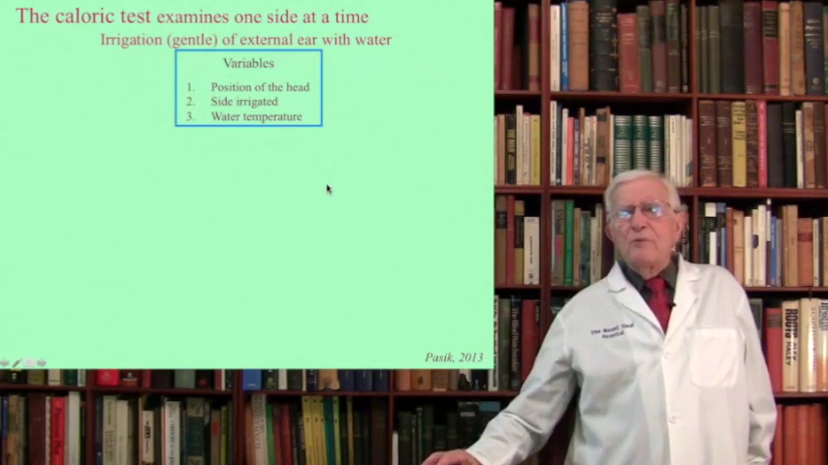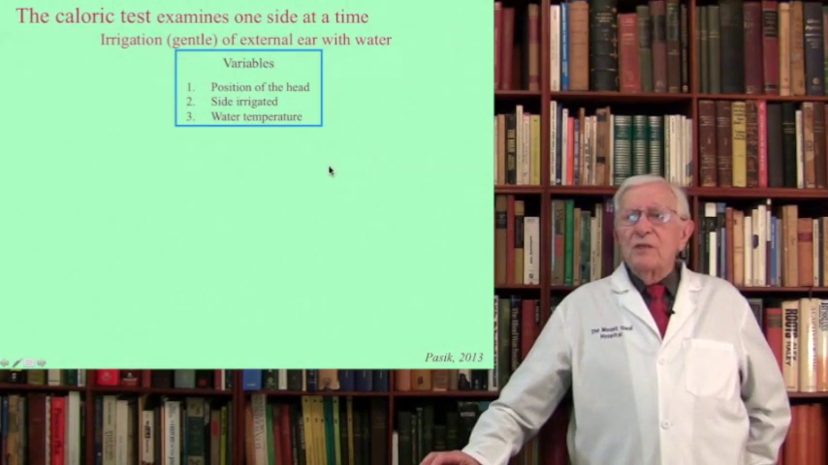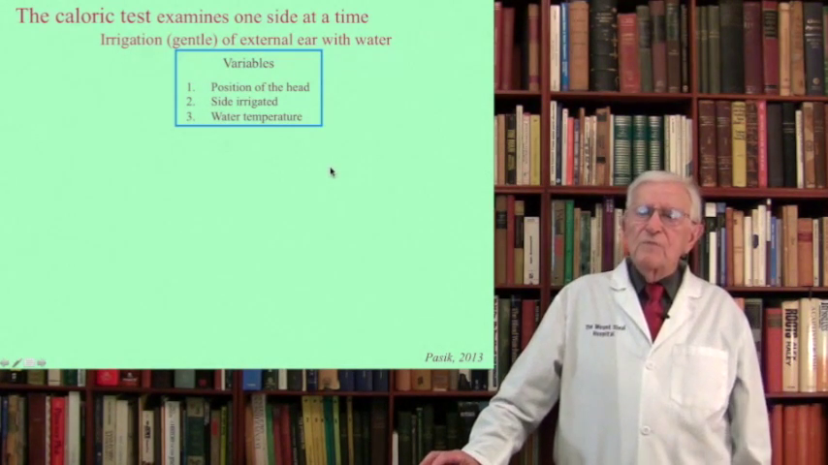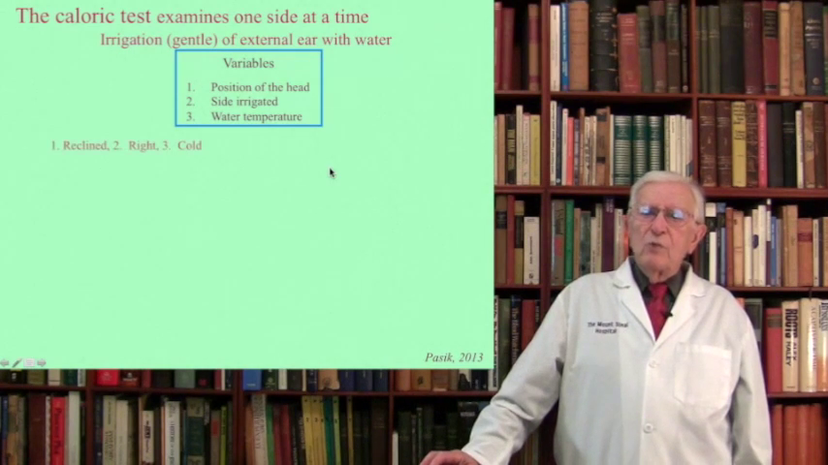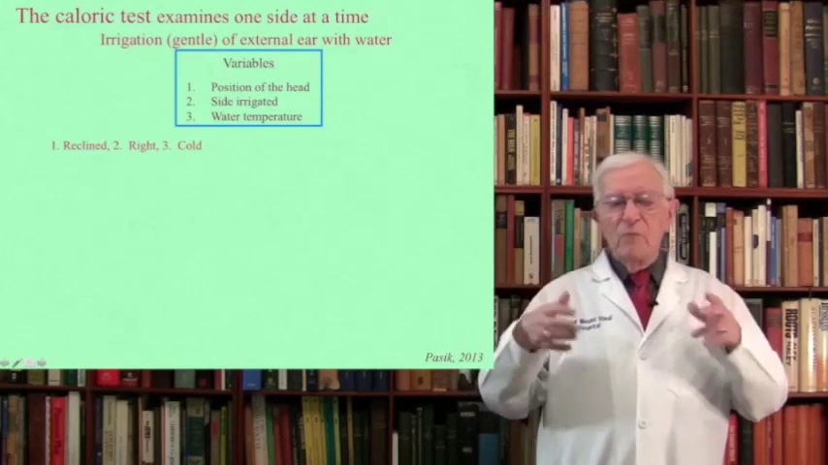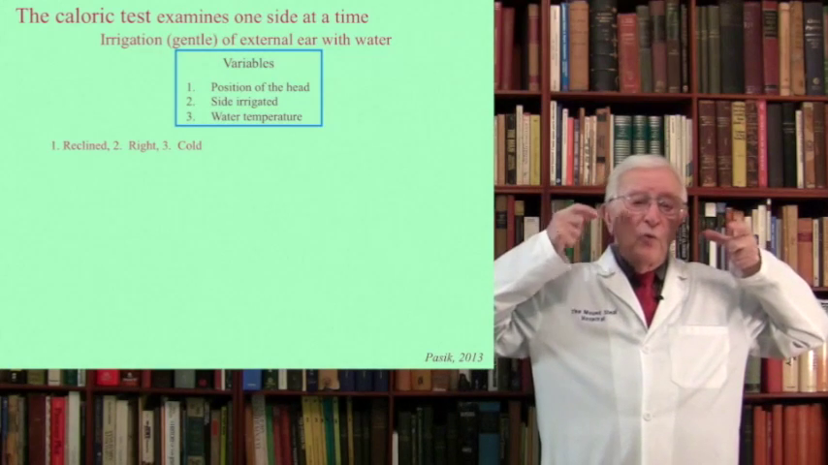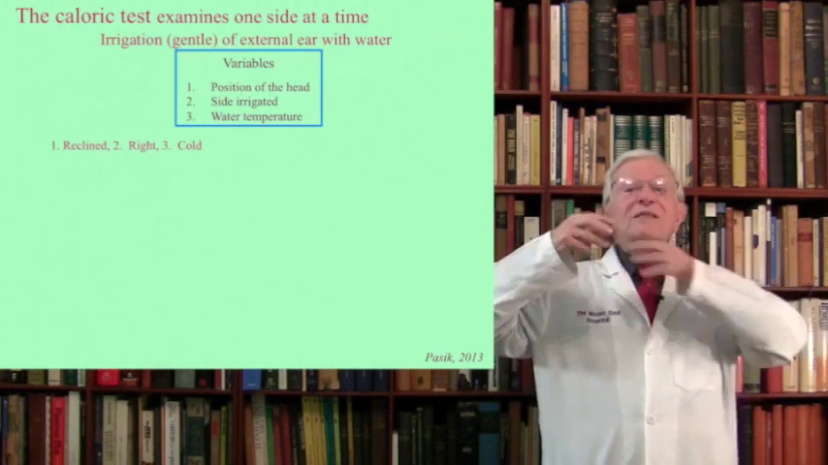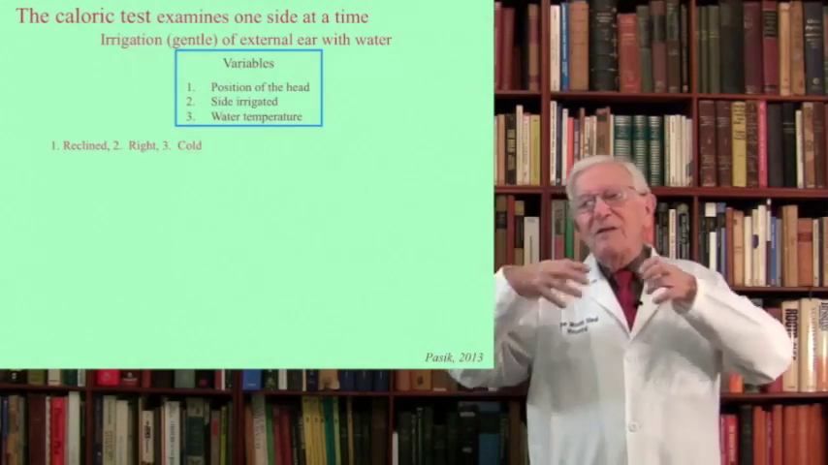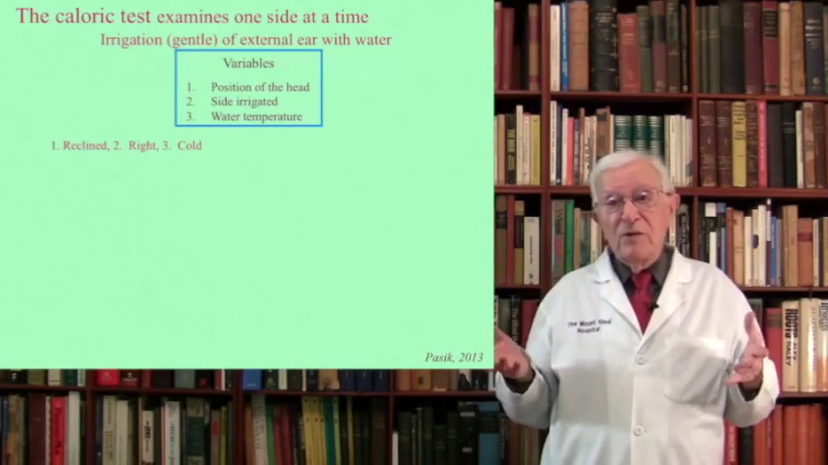Now the variables are the position of the head, the side irrigated, and the temperature of the water. And any variation of these three factors will change the response. How does it work? For the purpose of teaching, we are testing the horizontal or lateral canals, which are the ones that, when you irrigate the ear, are getting most of the heat pulled out and getting cold, if it's cold water. If it's warm water, it would be the reverse.